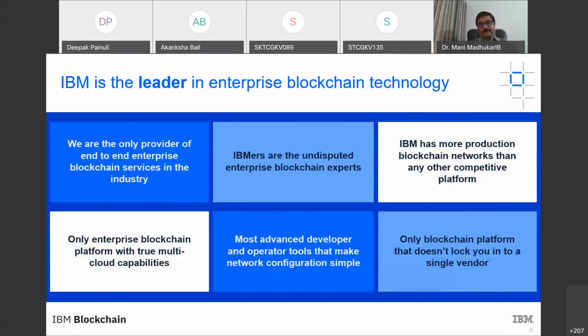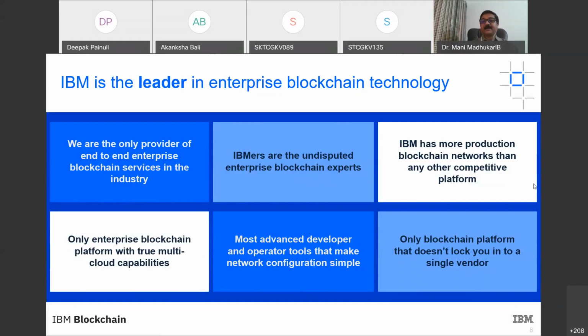Okay, why IBM, right? If you see all those reports from Gartner, again, I would request you to really go and have a look at these reports in maybe a few months, because these reports really help you in keeping up with what is happening in the technology world, right? So you'll find that IBM is the leader in the enterprise blockchain technology scenario. And why are we leaders?